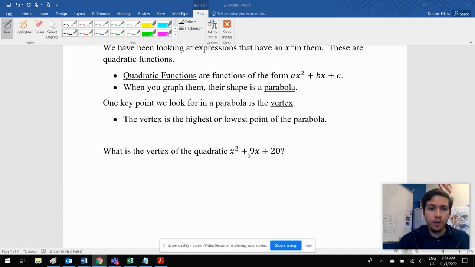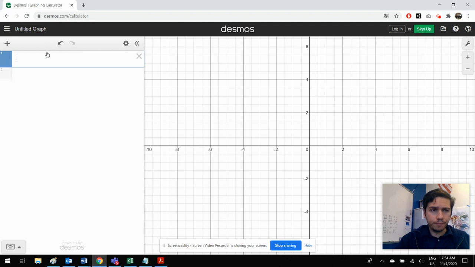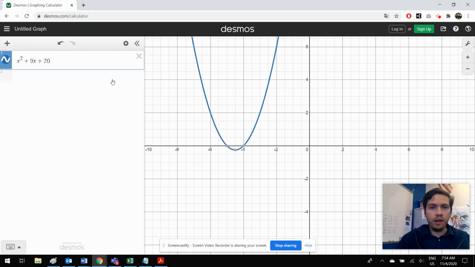So what I'm going to do is go over to Desmos. I'm going to graph this function, right? X squared plus 9x plus 20. And you can see it in blue here. This shape is a parabola. It has a very, very important point right here, which is the vertex. This is the lowest point that the function would go.